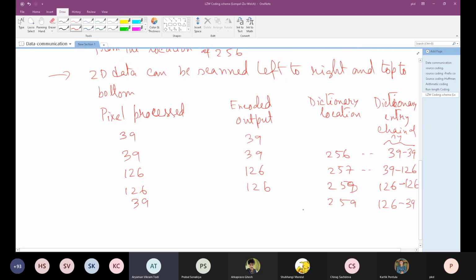Okay. How did we make 257? So how are we deciding what is the encoded output? Oh, no, so that is sequentially, when we are having a new chain, we are defining a new chain. First, we are defining a chain of two symbols. Initially. As the chain will grow, we can increase the chain length. So like we can make a chain of three symbols. Like say, let us make 39, what was it, 126, 39.